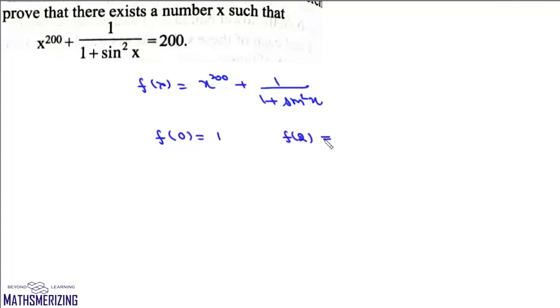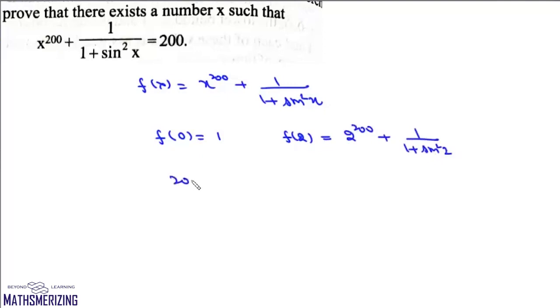Now here the question is prove that there exists a number x such that x^200 + 1/(1 + sin^2 x) equals 200. Now what we'll do is we'll take this as some function f(x), and it'll be x^200 + 1/(1 + sin^2 x). Now if we find f(0), f(0) is 1, and if we find f(2), f(2) will be 2^200 + 1/(1 + sin^2 2).